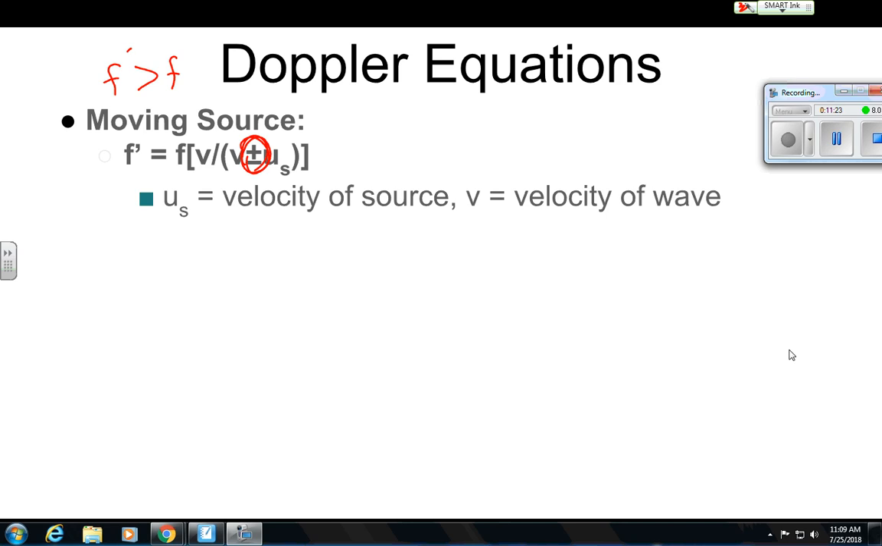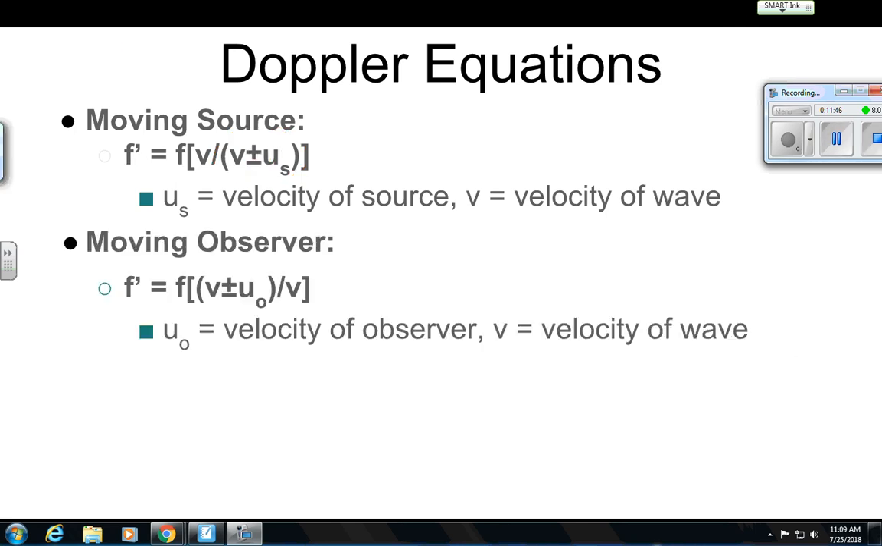Or if you're really quick, you can say, oh, well, if it needs to get bigger, since this is in the denominator, this needs to get smaller, so I'm going to use minus. But I'm not always that good either, so I always just check my work. If the source is moving towards the observer, I expect this number, F prime, to be larger than this number. Okay? That's the way I like to think about it. So you can choose a different way if you want to, but I find that that works pretty well.